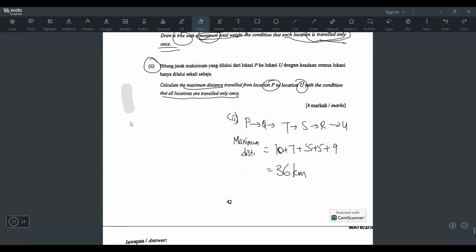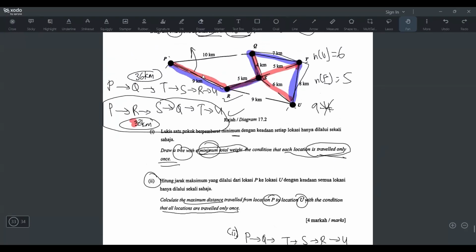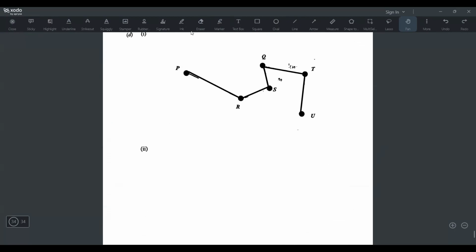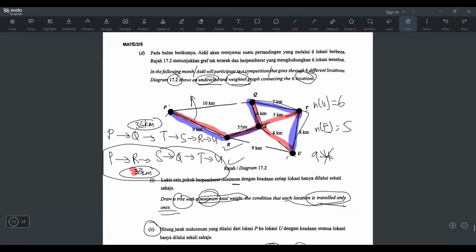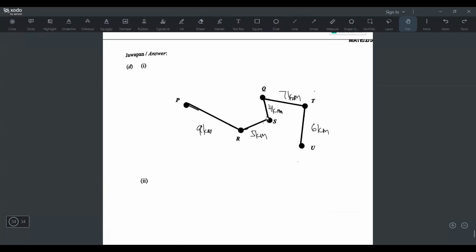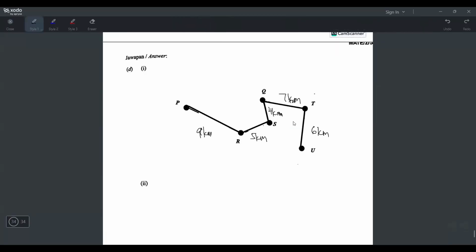They only ask us to draw, right? But I still recommend you to label the weights. So 9, 5, 4, 7, 8. This one is 9 kilometers, and then 5 kilometers, 4 kilometers, and then this one is 7 kilometers, and then here is 8 kilometers. Okay. So I think this is the answer.